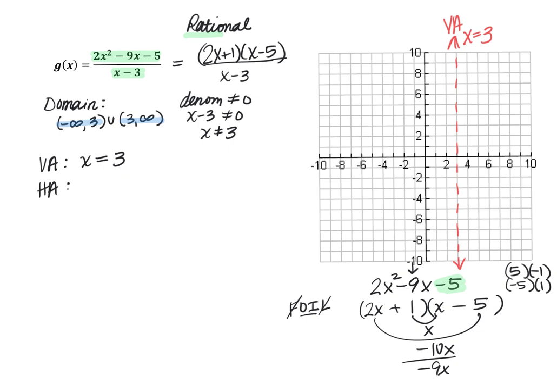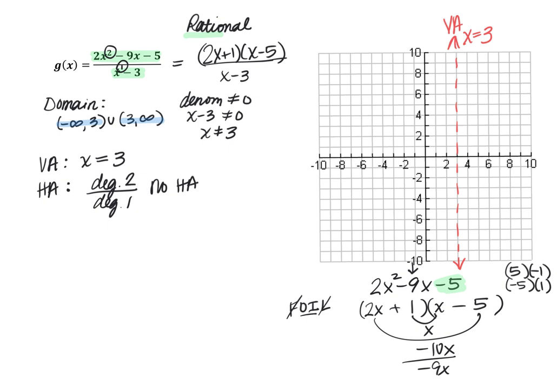Now, horizontal asymptotes depend on the degree. The degree of the numerator is 2, and the degree of the denominator is 1. The degree is the highest exponent of a variable. So degree 2 on top, degree 1 on the bottom. And when the degree in the numerator is larger than the degree in the denominator, that means we do not have a horizontal asymptote.